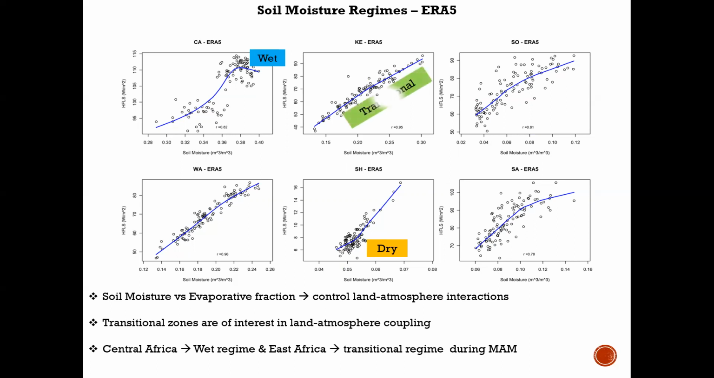While in other areas which are of interest in land-atmosphere interactions, like over East Africa, this is a transitional area, and this is where we have typically good relationships between soil moisture and latent heat flux. Such areas are of interest to look at how the models are able to map out the three regimes.